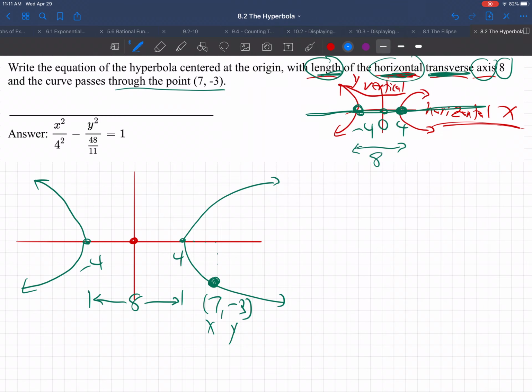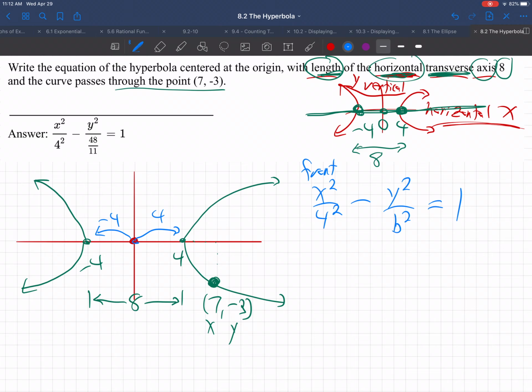So here we go. Let's start writing the equation. Now that we know the branches go right and left, we know there's x squared in the front. If the branches go right, left, x is in the front. If it goes up, down, y is in the front. Minus, because a hyperbola always has minus, an ellipse has plus in the middle. And we know from the center right and left must be 4. So make this 4 squared, because that's underneath x, and that's right and left. Right 4, left 4. From the center, whatever's underneath x is right, left.